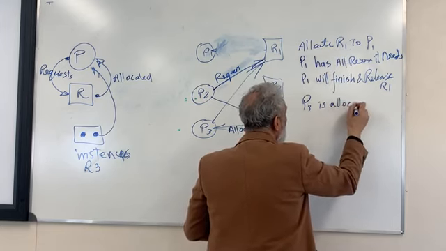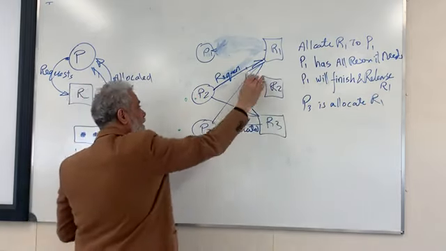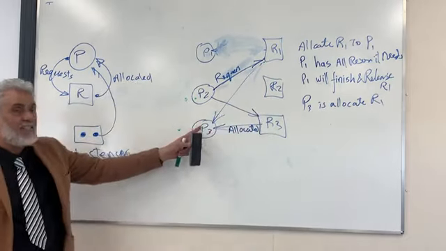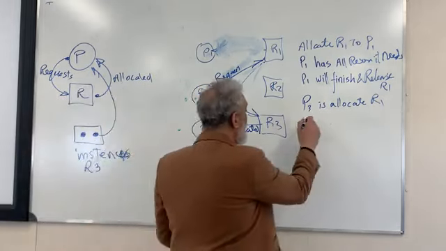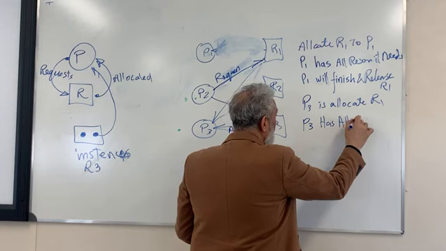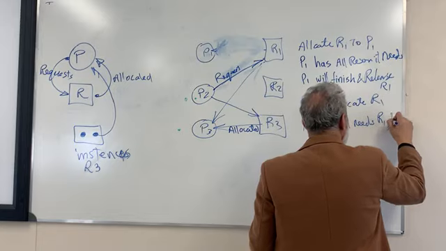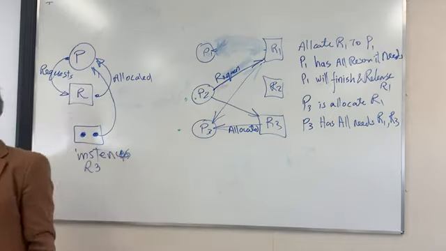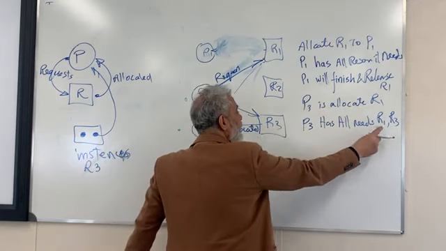Process 3 is allocated resource 1. That means we give this resource to this process here. So we change the arrow, and now see process 3 now has 2 things. That's all it needs. It needs 2 resources. It has both of them. So process 3 has all it needs. What are they? They are resource 1 and resource 3. It doesn't need anything else. What will happen? It will finish and will release resource 1 and resource 3.